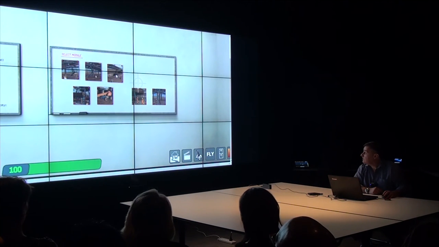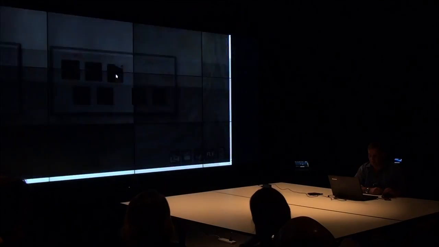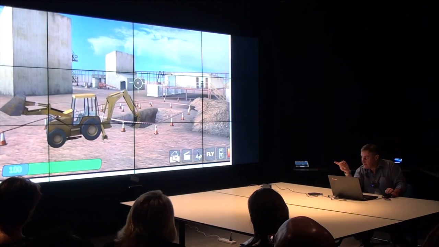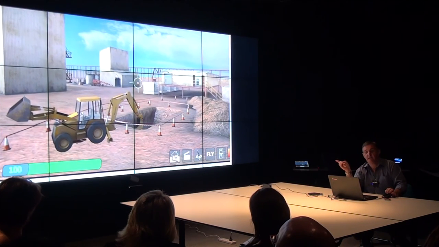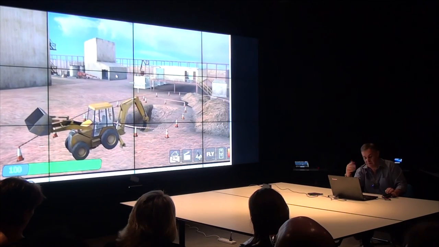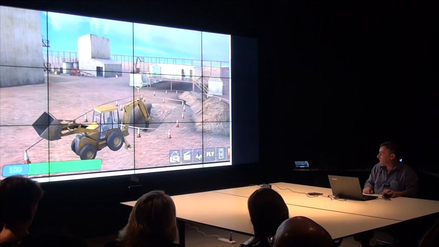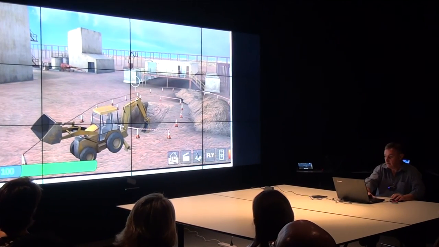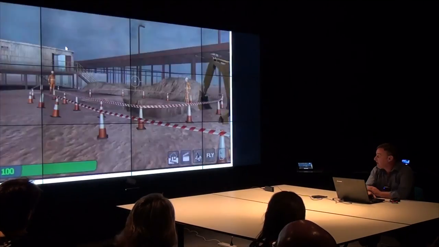Trying to think of the best one. We'll look at the excavation. Before we start this simulation, the trainees get 100 points, and the idea is that they need to maintain those 100 points. Each time they make a mistake, they lose 5, or if it's a real, bad consequence, they'll lose them all. So we need to run through a few things to get going.